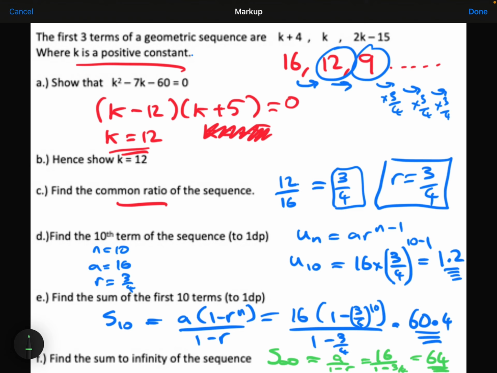That's what a geometric sequence is and how we can work out the nth term and the sum to infinity, and when you can actually do that.